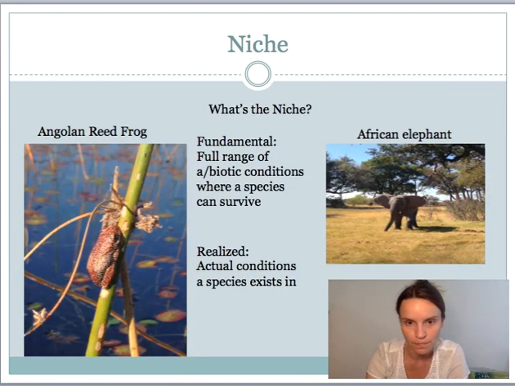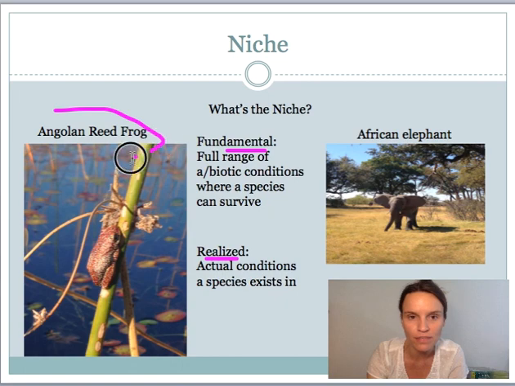When you think about where an organism is able to live, you can talk about its niche. And there are 2 ways that we can discuss that. The first is the fundamental niche, which is the full range of abiotic and biotic conditions in which a species can survive. The second is the realized niche, which is where the species actually lives.